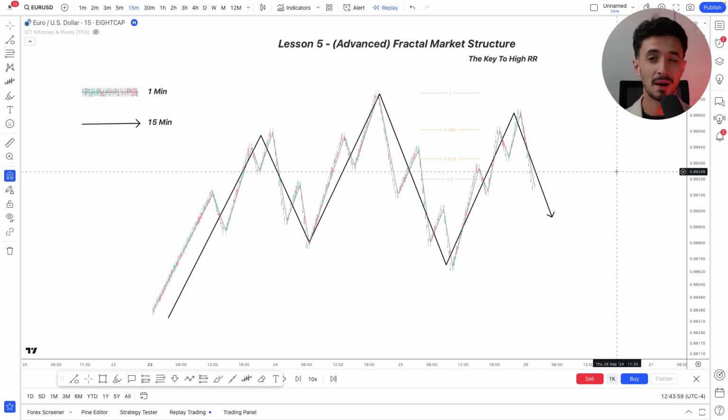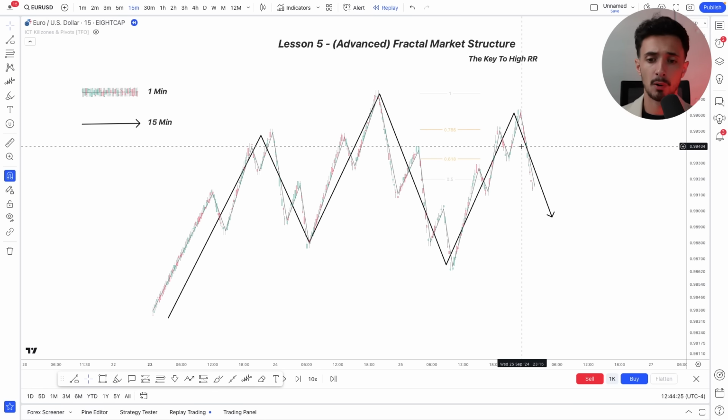Lesson number 5, my favorite concept. It's an advanced concept and arguably the most important of everything. But you can't have this without the others. That's why we had to build off of each other. So lesson 5 is advanced. It's fractal market structure, and it's the key to high risk to reward trades. Let me break down what I mean by that.